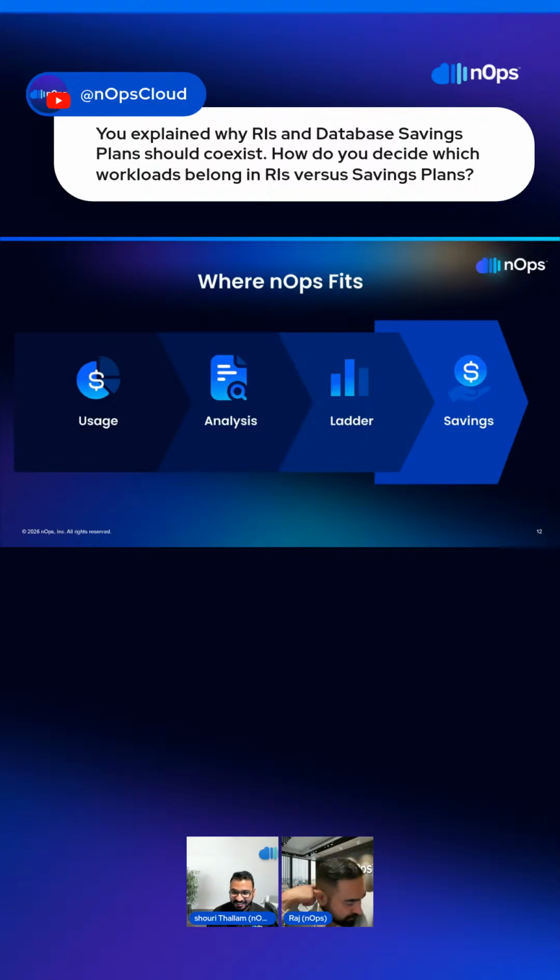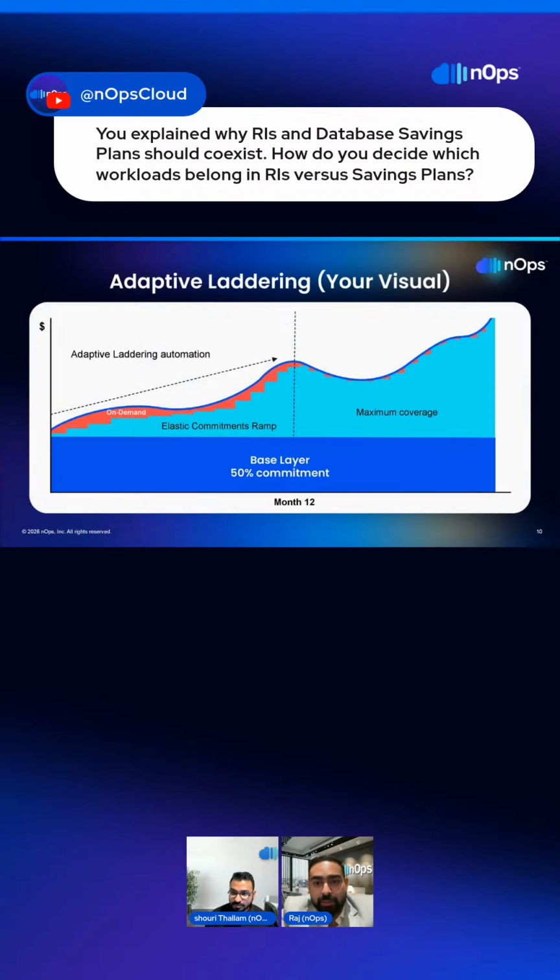Now, if I think about it, A, not everything is savings plan eligible. That's a pretty straightforward answer, right? But B, if you go back real quick to the adaptive laddering graph, yeah, this one, yep. As you probably heard me saying, my most stable baseline, I want to make sure that belongs to my RIs, because I'm going to get the best discounts, most of the times, on my RIs, right?